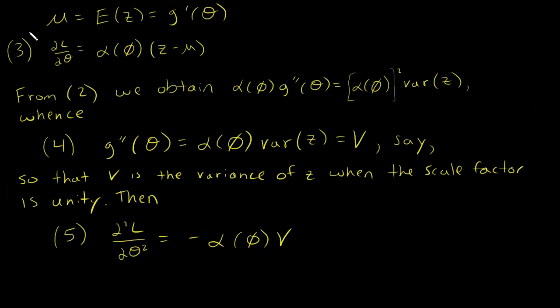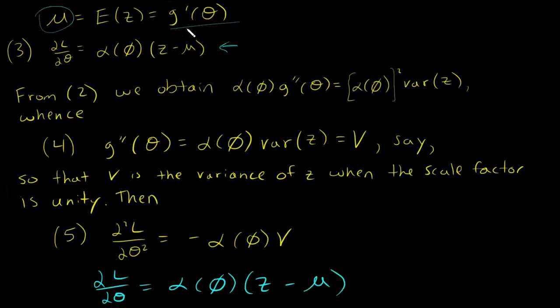So from equation 3, which again we showed in a previous video, we have that the first derivative of the log likelihood equals alpha of phi times z minus mu, right? And mu equals that first derivative of the function g. Okay, so I'm actually going to just go ahead and erase mu. Instead of writing mu there, let me write that first derivative of the function g.